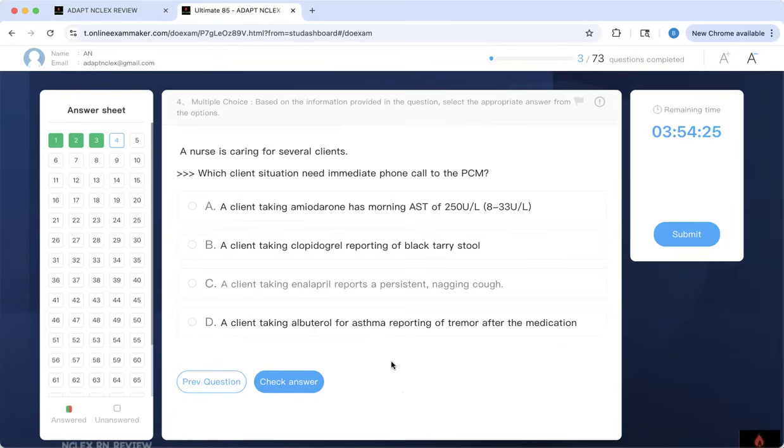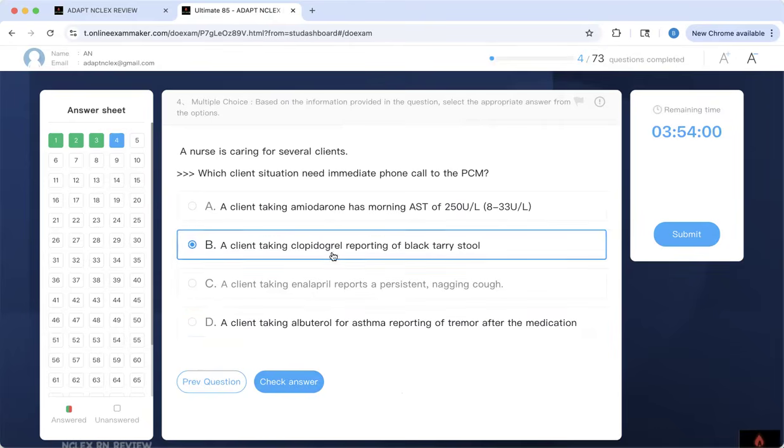Client taking Albuterol for asthma, reporting tremor after the medication. Divide into two and see which combination is bad. Amiodarone, AST, what do you think? Clopidogrel and black tarry stool, what do you think? Enalapril and nagging cough, what do you think? Albuterol for asthma, tremor, what do you think?